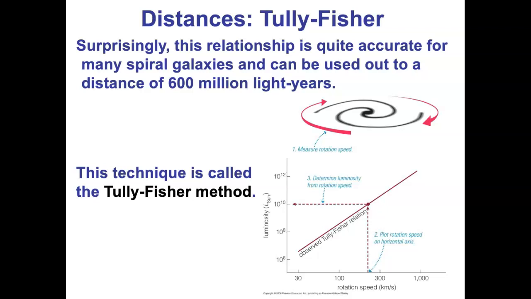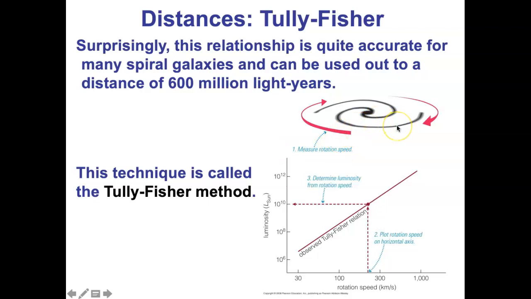And the Tully-Fisher relation is basically a relationship between how fast a spiral galaxy is spinning and its luminosity. Take this with a grain of salt: this only works for spiral galaxies, because a spiral galaxy is a disk of stars spinning in one direction, either clockwise or counterclockwise. So this only works for spiral galaxies, but okay, better than nothing.